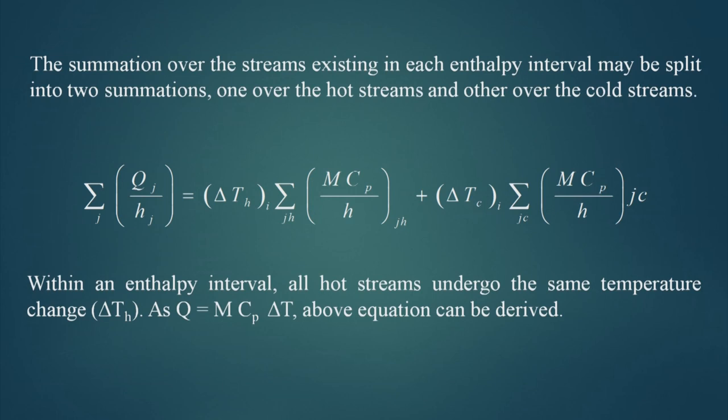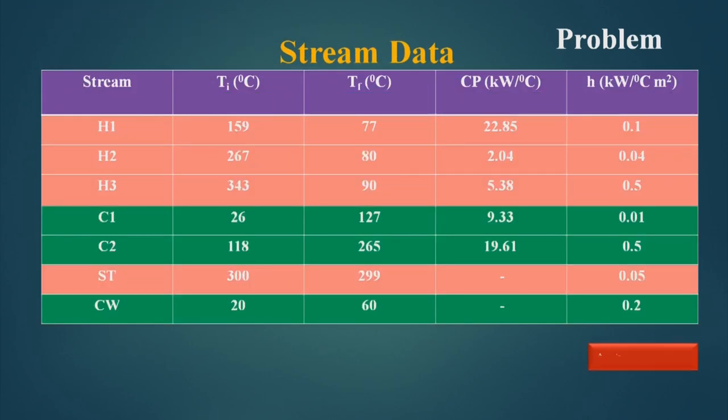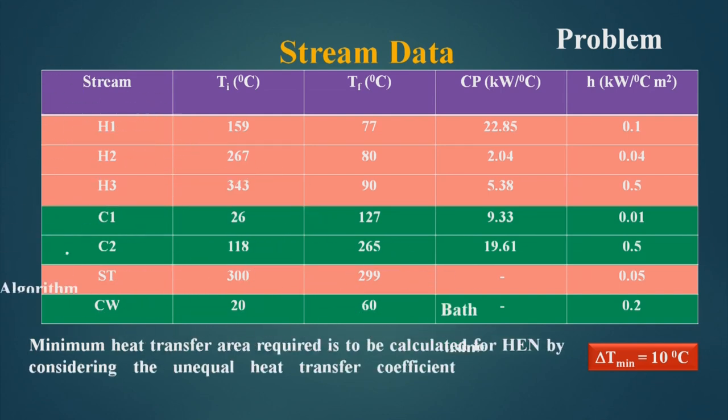Within an enthalpy interval, all hot streams undergo the same temperature difference, that is delta T h, and all the cold streams also undergo the same temperature difference, that is delta T c. Now, if we put this into the equation, then all the above equations which have been discussed up till now will form an algorithm in which I have considered the different heat transfer coefficients. That means the algorithm is applicable to find out the area target under a condition when the stream heat transfer coefficients are different.